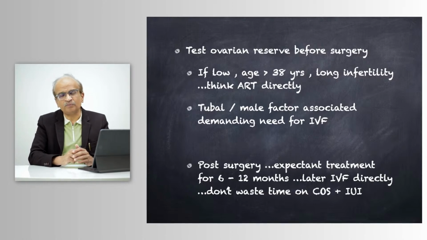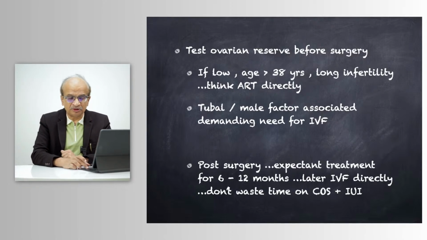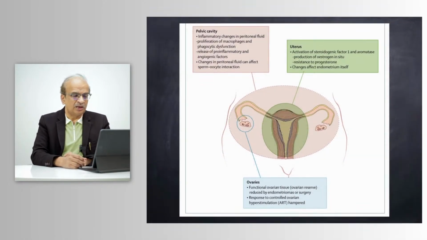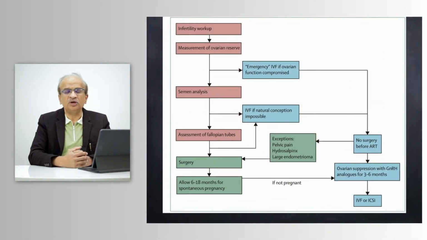If your client is not willing for IVF just after surgery, then you may have to land up giving some amount of expectant treatment, but do think of IVF directly. There's no point wasting time over controlled ovarian stimulation and IUI cycles in these women after endometrioma surgery. These are some diagrams which are explaining the pathophysiological mechanism. You can just take a snapshot of it and that will help you. And I'm posting one more picture of this paper which gives a neat flow of events which can be practiced in patients of endometriosis.